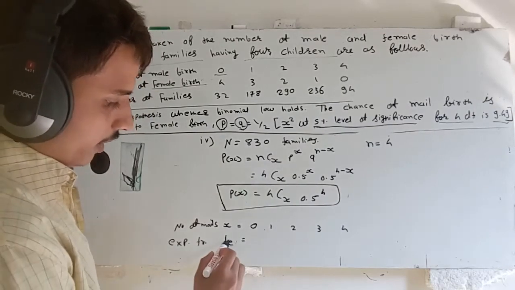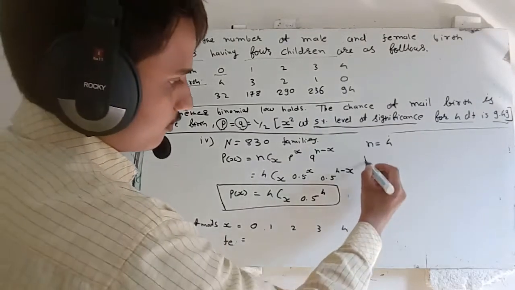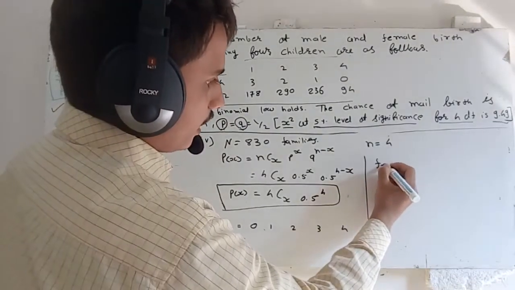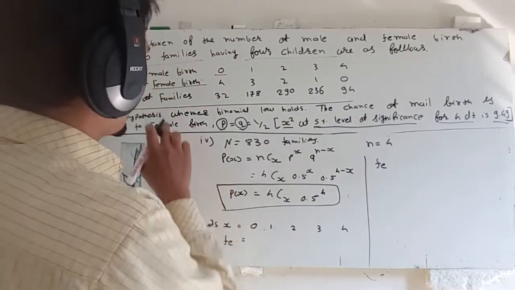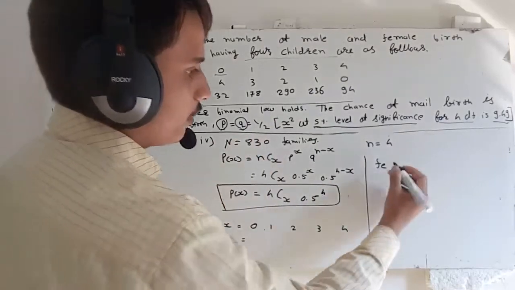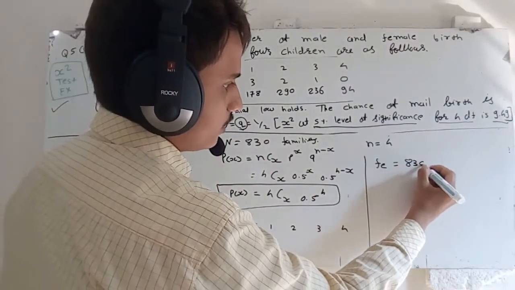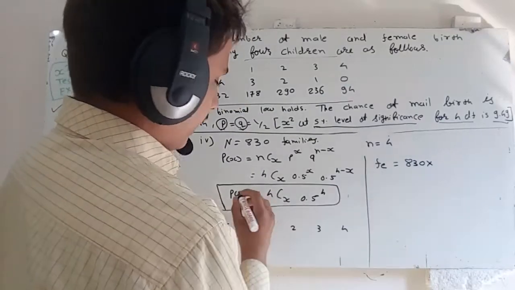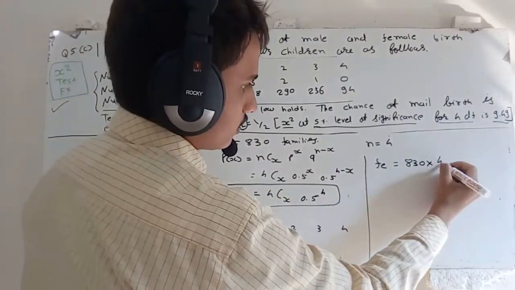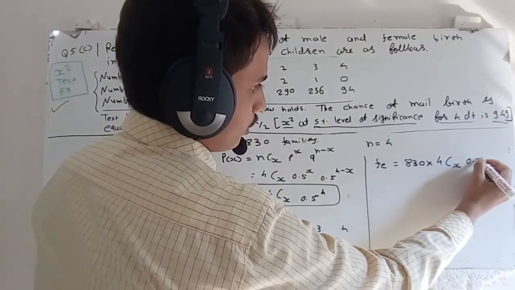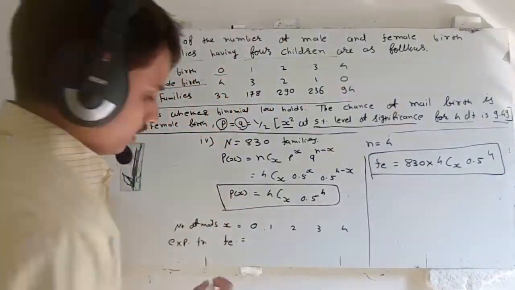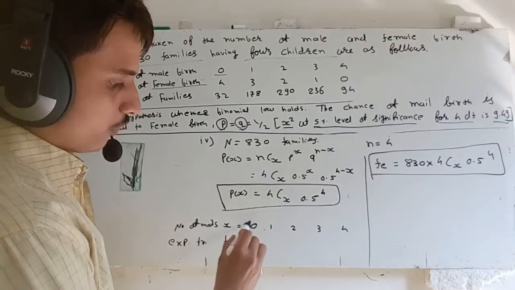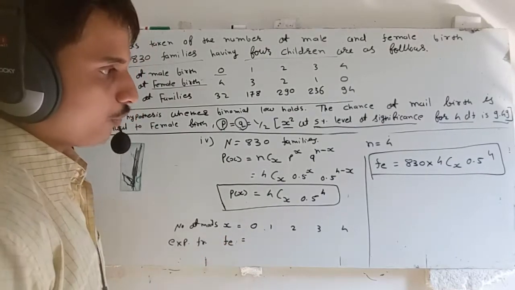And now to determine expected frequency, we will multiply this probability of x number of boys with total number of families, 830 families. So 830 times P(x) is 4Cx 0.5 raised to 4. Now this equation is important. So for x is equal to 0, we have to calculate the Fe.